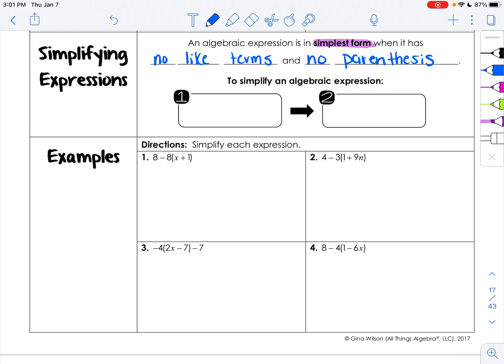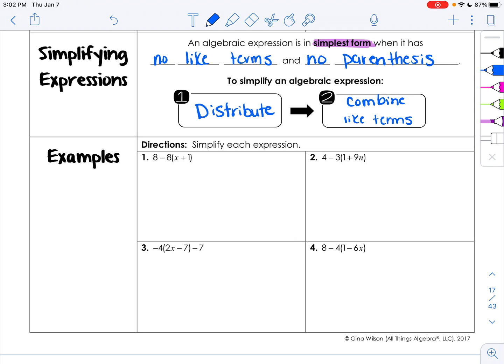Now, when you're doing both of these, you always want to distribute first and then combine like terms. We always do it in this order. Now, you don't always have to distribute. Sometimes you check to see if you need to, and there's nothing to distribute, so you move on to combining like terms. Or sometimes you distribute, but then once you distribute, there's no like terms, so you don't have to do that. So sometimes you do both of these steps. Sometimes you do one and not the other. It depends on the expression. Let's take a look at some examples.